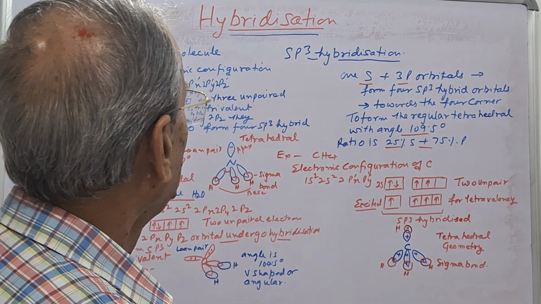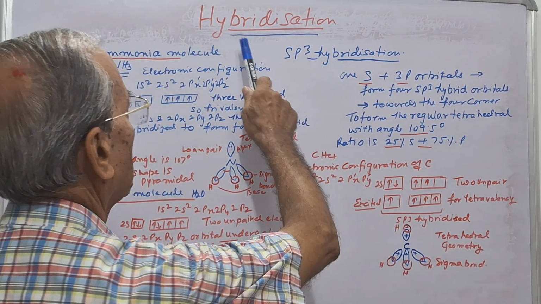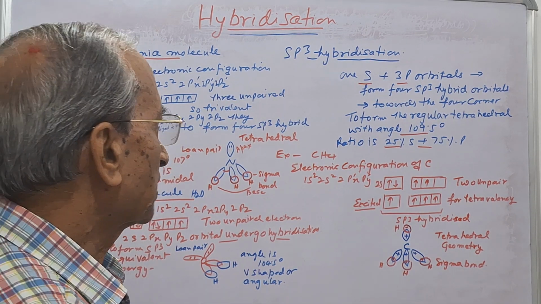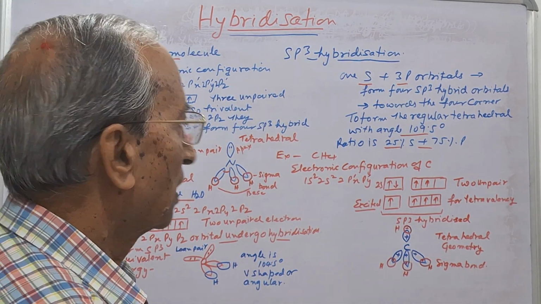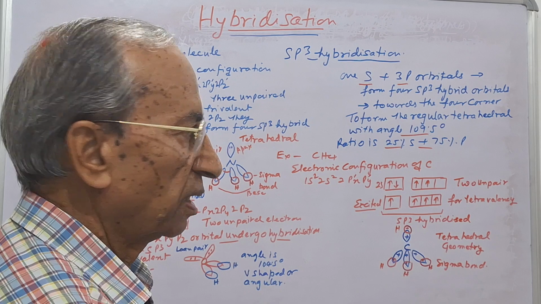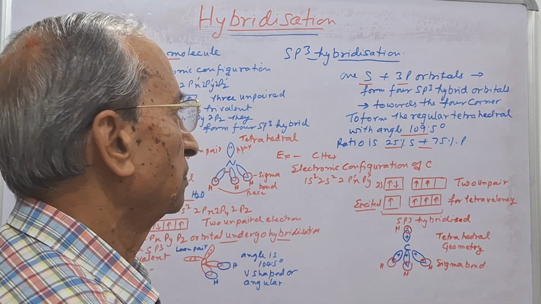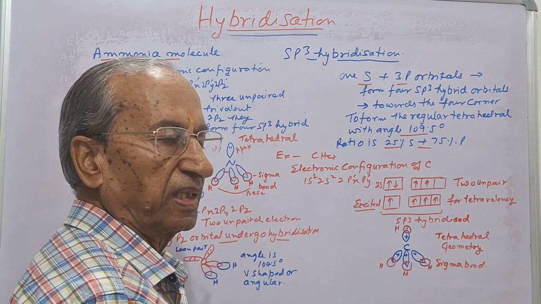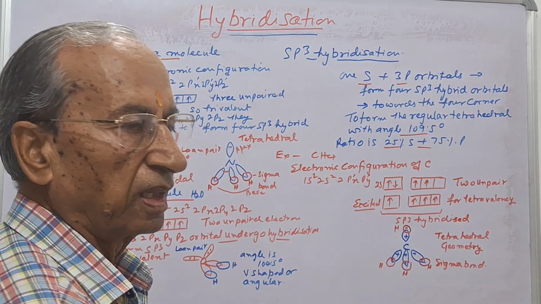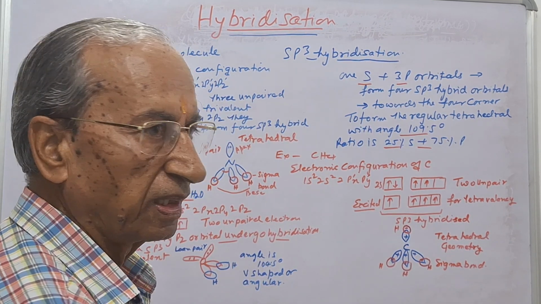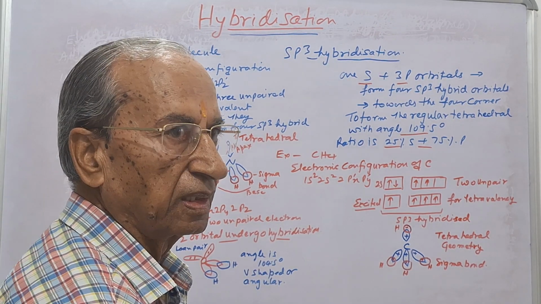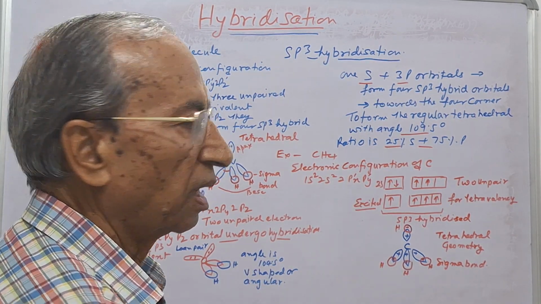In my last video on hybridization, I explained hybridization in the case of sp and sp2. In sp hybridization, one orbital of s and one orbital of p hybridize and form two orbitals of the same energy.